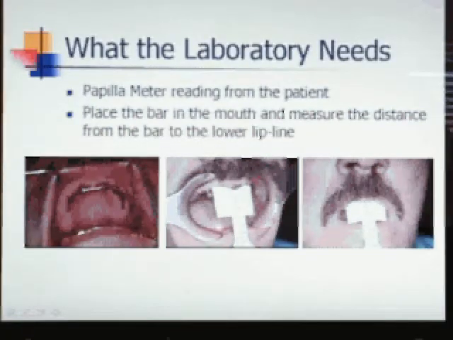What the laboratory needs: the papilla meter reading from the patient. Place the bar in the mouth and measure the distance from the bar to the lower lip. Okay, now we're going to do some measurements, and this makes it so much easier to work with a laboratory when you have some of these tools.